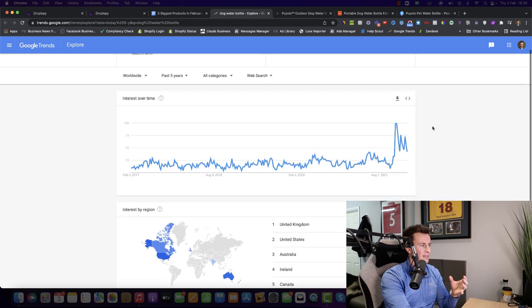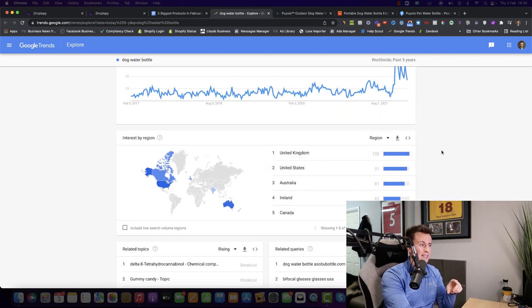But if we cross check this against Google Trends, we can see that the UK is actually more popular in terms of the search volume in the UK. So there definitely could be an opportunity there to drop ship it over here.